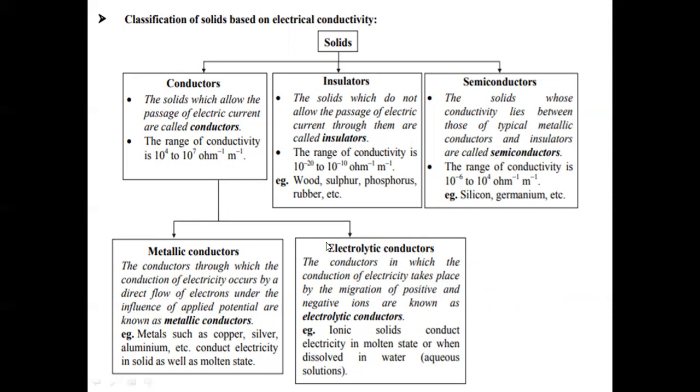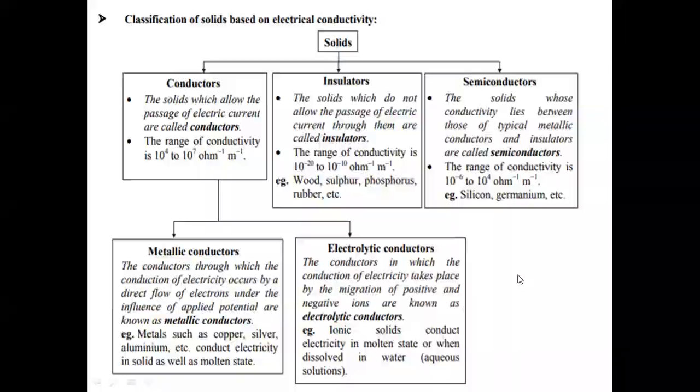And conductors are further classified into metallic conductors as well as electrolytic conductors. Metallic conductors are the conductors through which the conduction of electricity occurs by a direct flow of electrons under the influence of applied potential. The conductors in which the conduction of electricity takes place by the migration of positive and negative ions are known as electrolytic conductors.